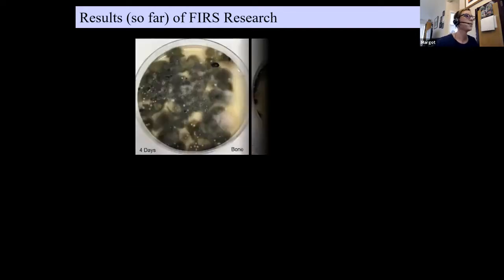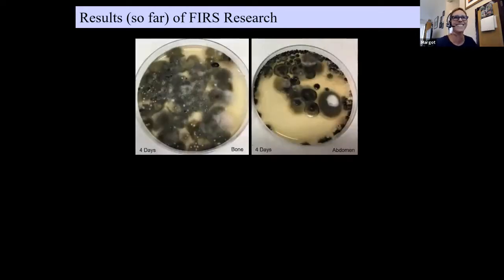Okay, so I'm going to quickly run through the results that we have so far, and this is a lot of pictures of fungi, well, molds and spores and things, so it's not super interesting unless you like looking at molds under the microscope, which I do, so you have to pretend that you like it today.